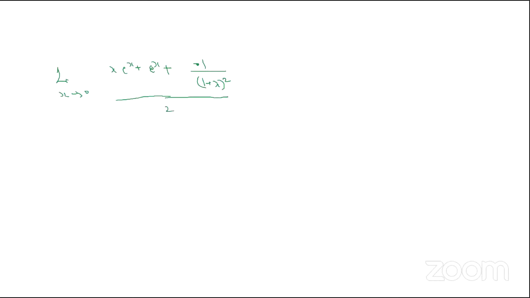Now substitute in the equation. e power x plus e power x will become 2 e power x. Now substitute 0 in place of x. The first term becomes 0, the second term 2 into e power 0 is 2, and the third term is 1 divided by 2. That is equal to 5 by 2 is the answer. This is a 6 marks question.